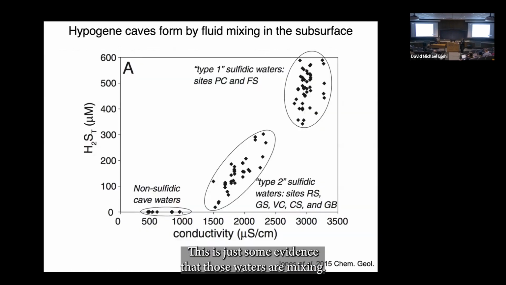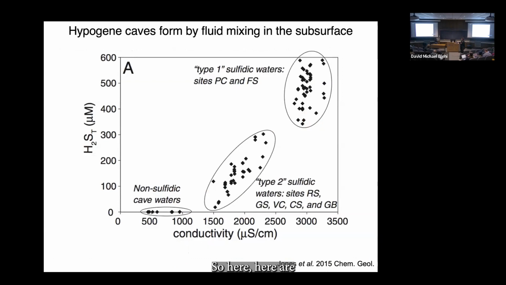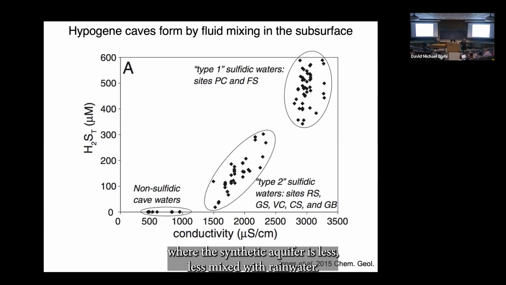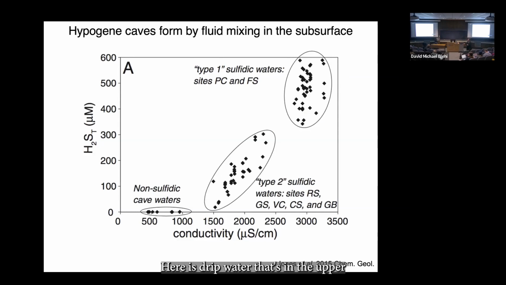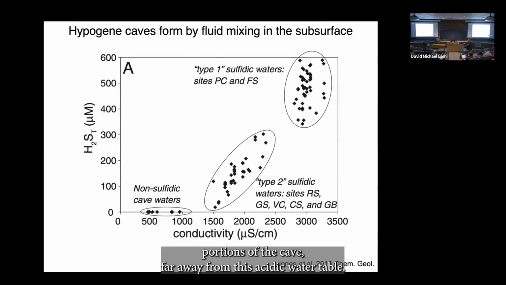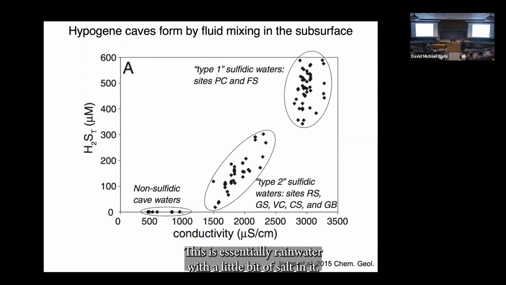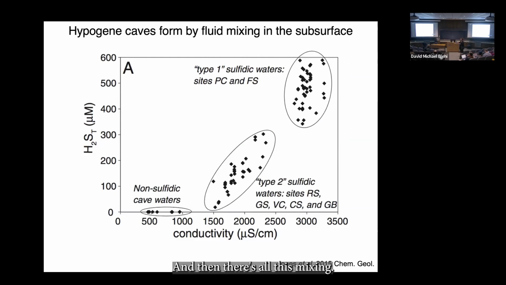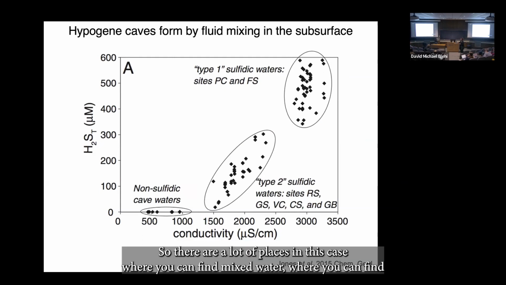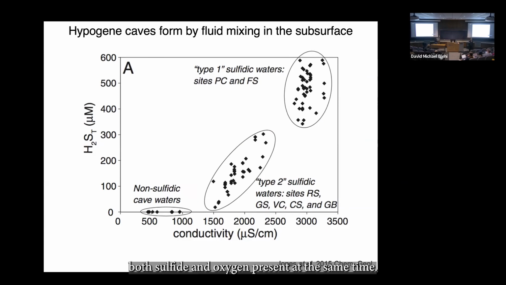This is just some evidence that those waters are mixing. So here are what we call type 1 sulfidic waters, places where the sulfidic aquifer is less mixed with rainwater. Here's drip water that's in the upper portions of the cave, far away from the sulfidic water table. This is essentially rainwater with a little bit of salt in it. And then there's all this mixing. So there are a lot of places in this cave where you can find mixed water, where you can find both sulfide and oxygen present at the same time.